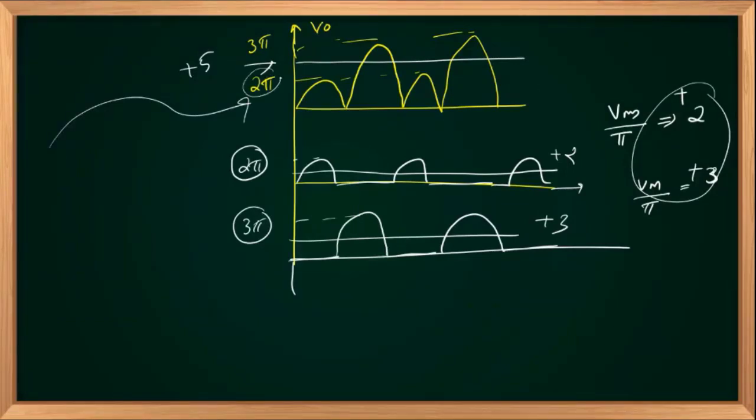So you can split into 2 and you can add it separately. So average values will get added. So 3 plus 2 will be 5.